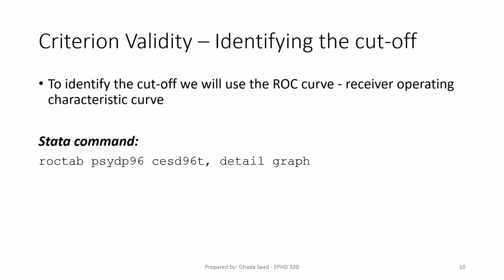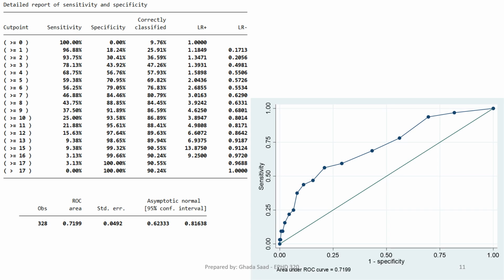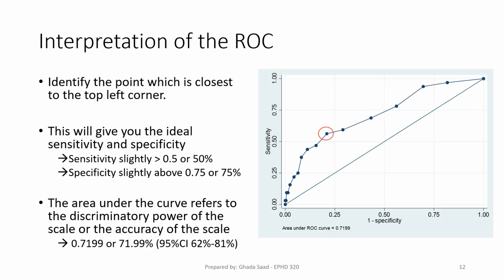We will do this with the help of a receiver operating characteristic curve, or a ROC curve, using the following command. This is the generated output showing the ROC curve and a detailed table of the different cutoffs and their characteristics. Interpret the ROC curve. The ROC curve illustrates the trade-off between sensitivity and specificity. The closer the curve follows the y-axis sensitivity scale to the top and the specificity x-axis scale to the left, the more accurate the scale is.